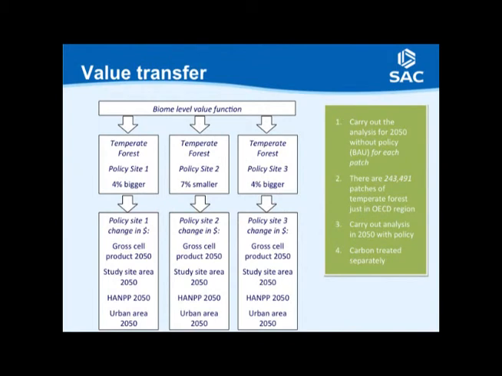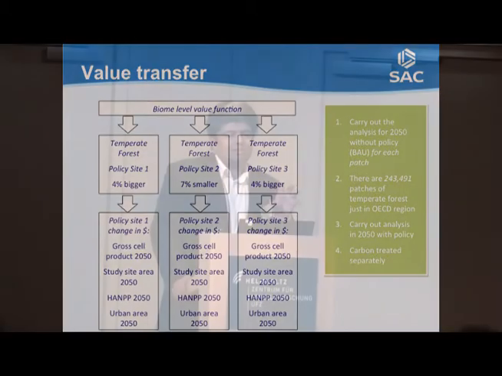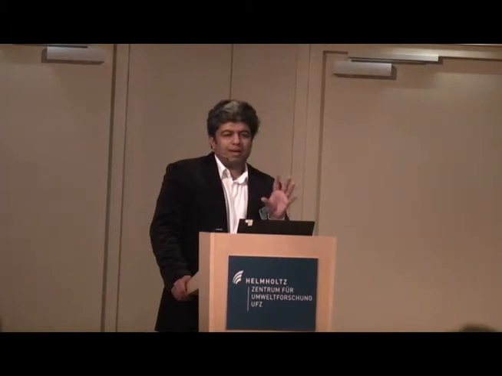So we've got temperate forests. And what IMAGE-GLOBIO is telling us is that compared to the 2050 business as usual, this particular patch of temperate forest is going to grow by 4%. This particular patch of temperate forest is going to reduce by 7%. By patch, I mean a contiguous area. So we've got in total exactly 243,491 patches of temperate forest just in the OECD. So we're doing this individual patch level analysis for about 2.5 million patches.